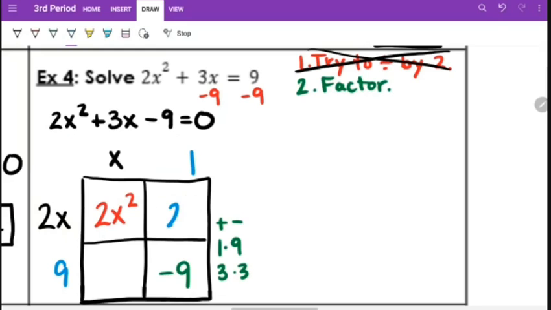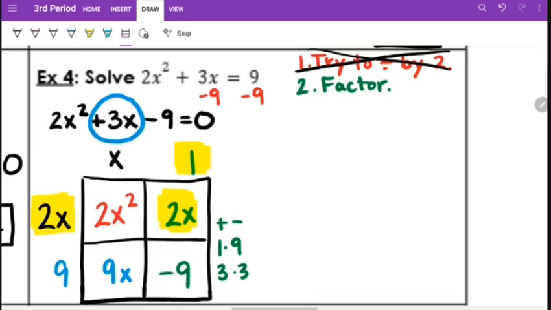If we do that, we get a 2x and a 9x. Can the difference between 9x and 2x ever be equal to 3x? No, we'll either have 7x or negative 7x as the difference there. So this isn't working. So now notice that the 1 we put here turned into a 2x when we multiplied it by this 2x. So what's important to notice is that even though this didn't work out, we're not done trying the 1 and the 9 yet.